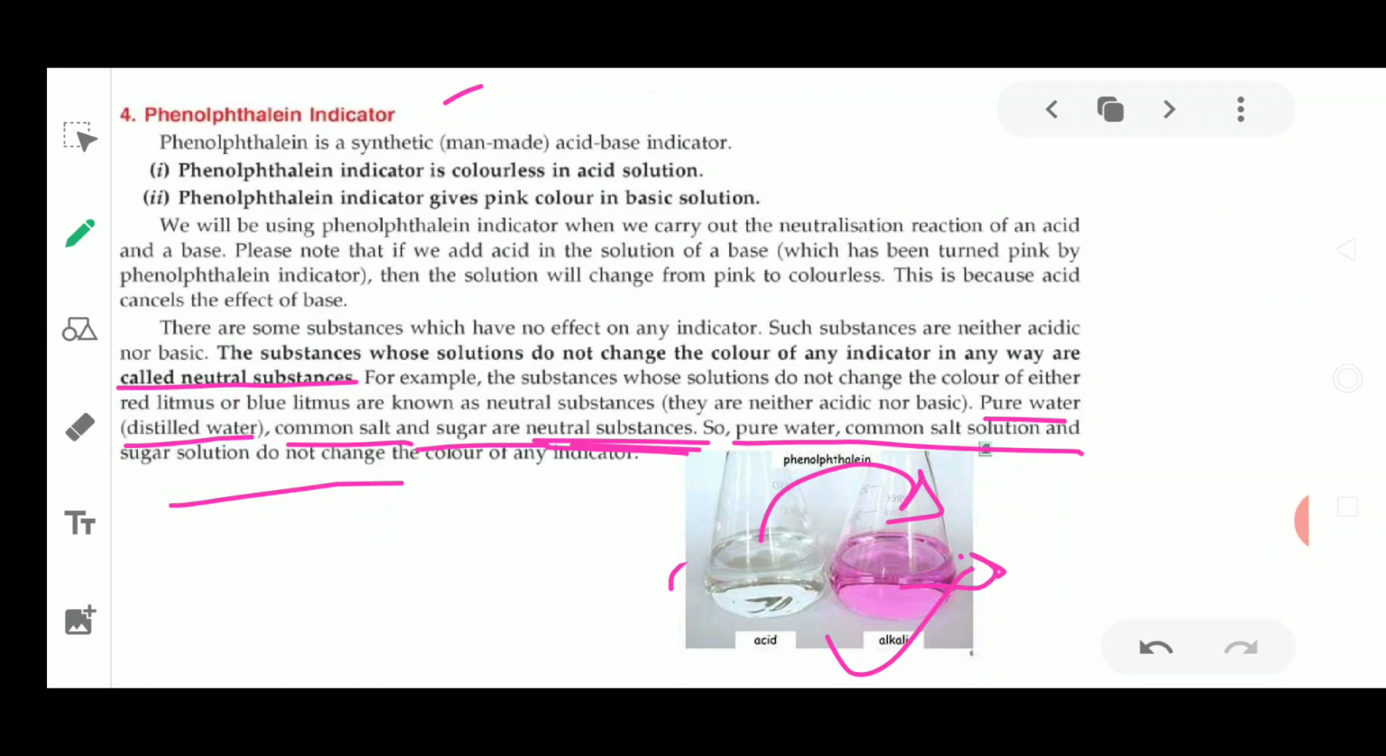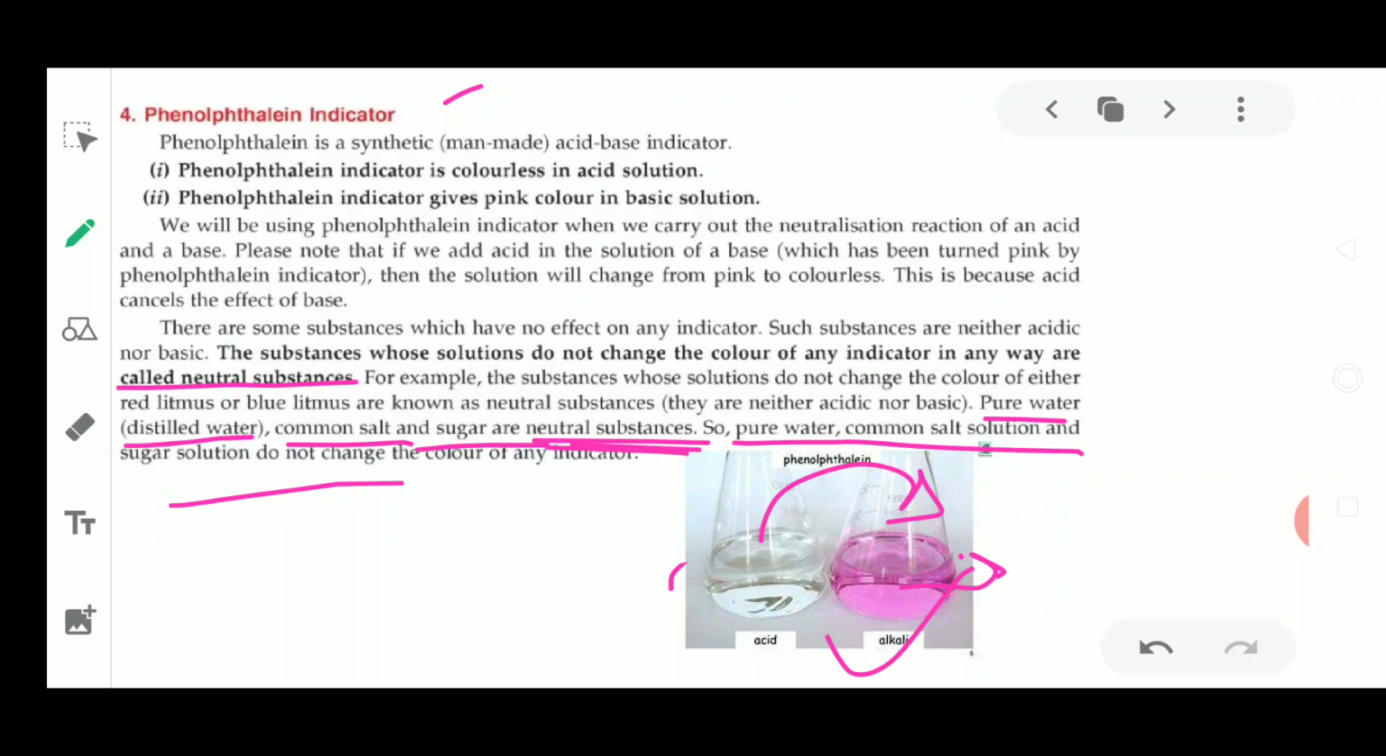We also discussed that there are two types of indicators, natural and synthetic. Natural indicators are obtained from natural substances, and synthetic indicators are made in factories; they are man-made. As examples of natural indicators we have studied litmus, which is obtained from lichen extract, the China rose extract, which is obtained from China rose, and turmeric, which is also used as an indicator. The next thing we discussed was the synthetic indicators, which are obtained from the laboratory or the market, prepared synthetically.